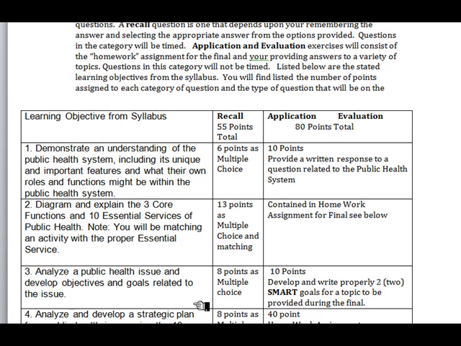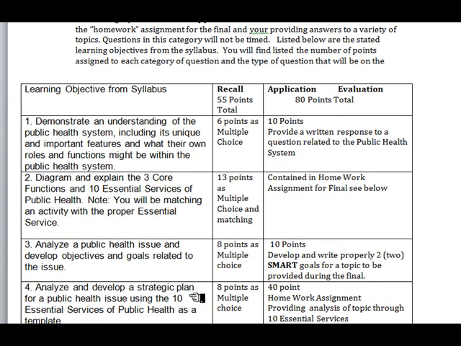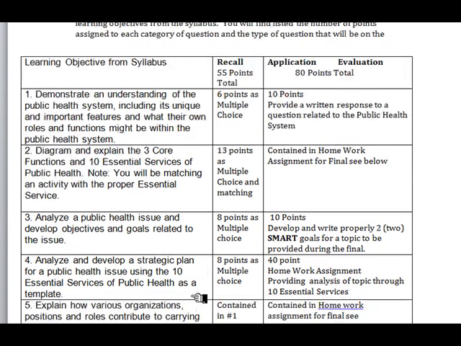Now, on the multiple choice, you're going to have 30 minutes to do that, and on the online essay, you'll have an hour and a half. So you should be able to have plenty of time, and I found that most students in the past have had plenty of time to finish this.